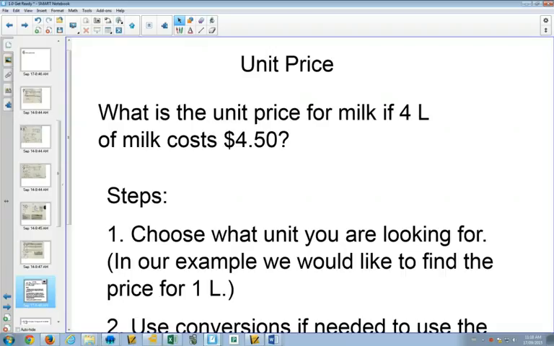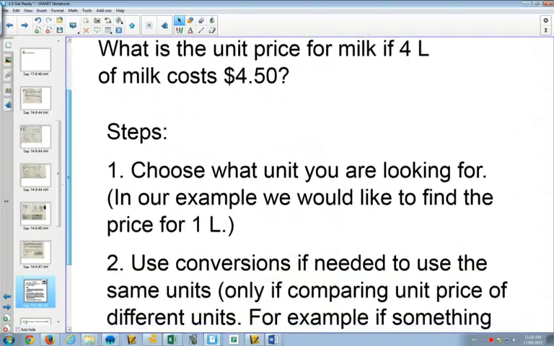Now the word unit usually means 1, but depending on what you choose as your unit price, you might want to find out how much per 1 liter. Sometimes you might want to figure out what is the price per 100 gram or what is the price per kilogram. Those are different examples of unit price. So in this case, if we have 4 liters for $4.50, we would probably like our unit price to figure out how much it would cost for 1 liter.